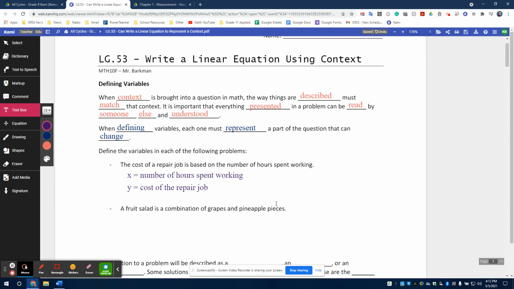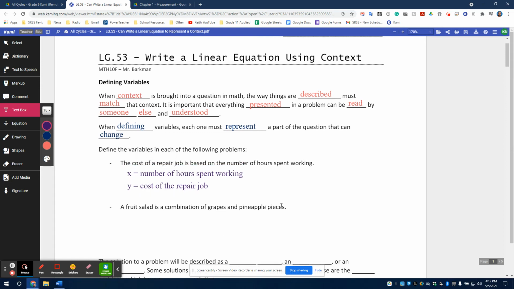So this is defining our variables. This is a good way to define variables. Don't say that X is hours and Y is cost, because if someone else comes in and reads that, they're going to have no idea what those hours mean. Is that hours driving? Is that hours working? Is that hours spent sitting in front of the TV? We don't know what those hours are. So we need to make sure that we define it very specifically: X is the number of hours spent working, and Y is going to be the cost of the repair job. Cost has many different things as well. It could be the cost of parts, the cost of labor, or the cost of the job. We need to make sure we explain what we are using.